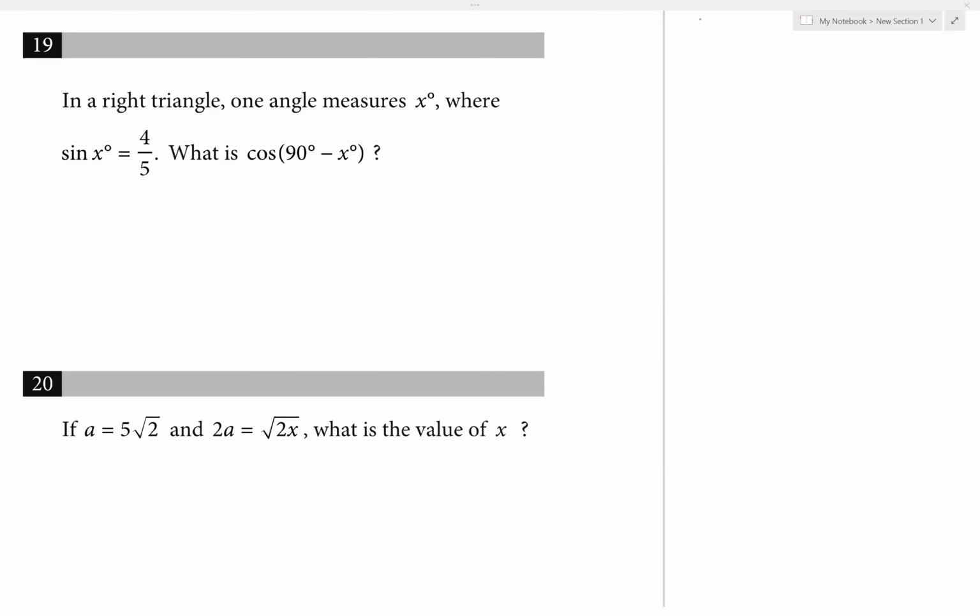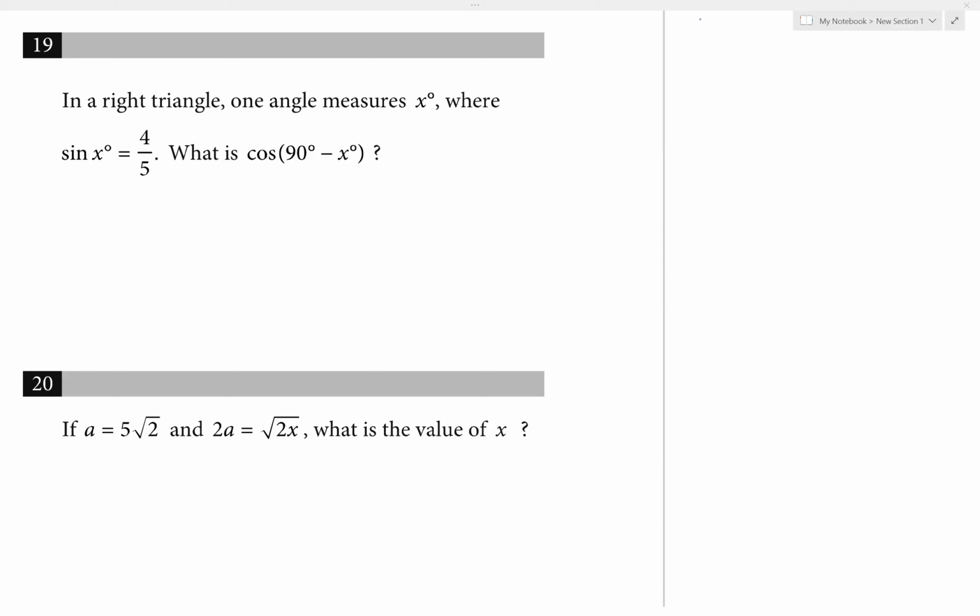All right, question 19. In a right triangle, one angle measures x degrees, where sine x degrees equals 4/5. What is cosine of (90 degrees minus x degrees)? Okay, so this one is a trigonometry question. We're dealing with the trig functions: sine, cosine, tangent. So let's do a quick review.